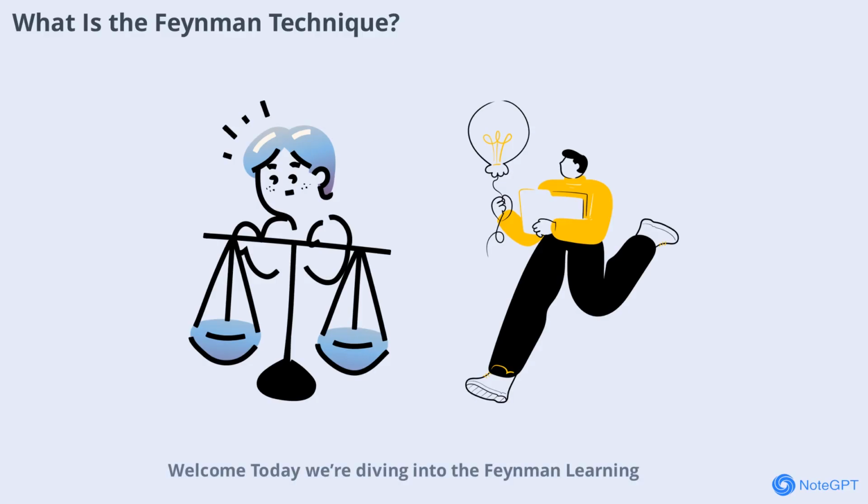Welcome. Today we're diving into the Feynman Learning Technique, a powerful method for mastering any subject. Named after Nobel Prize-winning physicist Richard Feynman, this approach is all about understanding, not just memorizing. Feynman was famous for making complex ideas simple, and his technique helps learners do the same. Instead of passively reading or highlighting, you actively engage with ideas, organize your thoughts, and explain concepts in your own words. This method is popular among students, teachers, and professionals because it reveals what you truly know and what you need to work on. Let's explore how this technique can transform your learning experience.